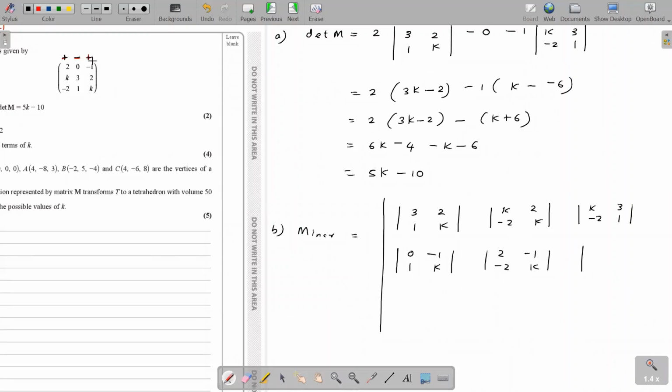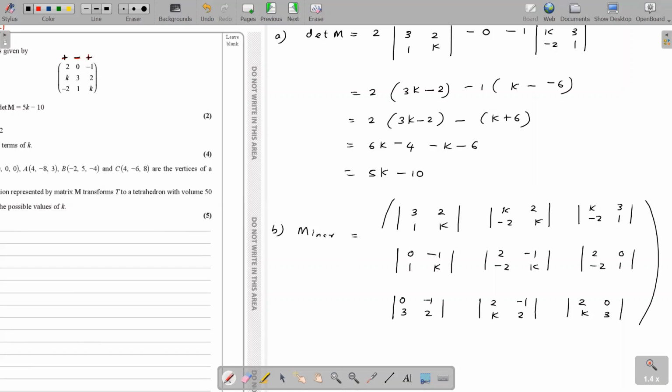The next one, remove the row and column with 2: 2, minus 2, 0, 1. The last one in this row, remove the row and column with minus 2, you get 0, 3, minus 1, 2. Next one, you remove the row and column with 1, and then you get 2k, minus 1, 2. And the last one, you remove the row and column with k, so you get 2k, 0, 3. Okay, so this is the matrix of minors.